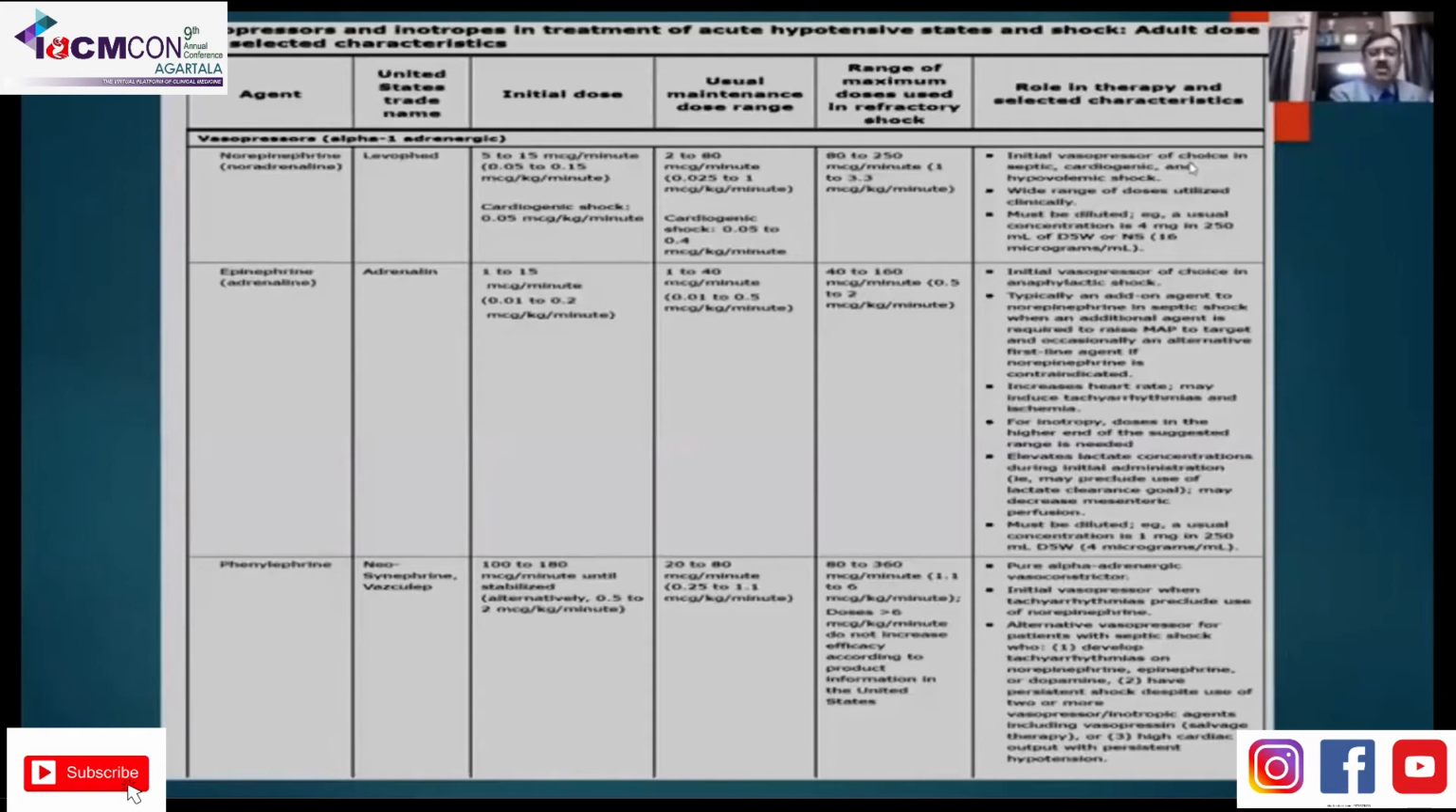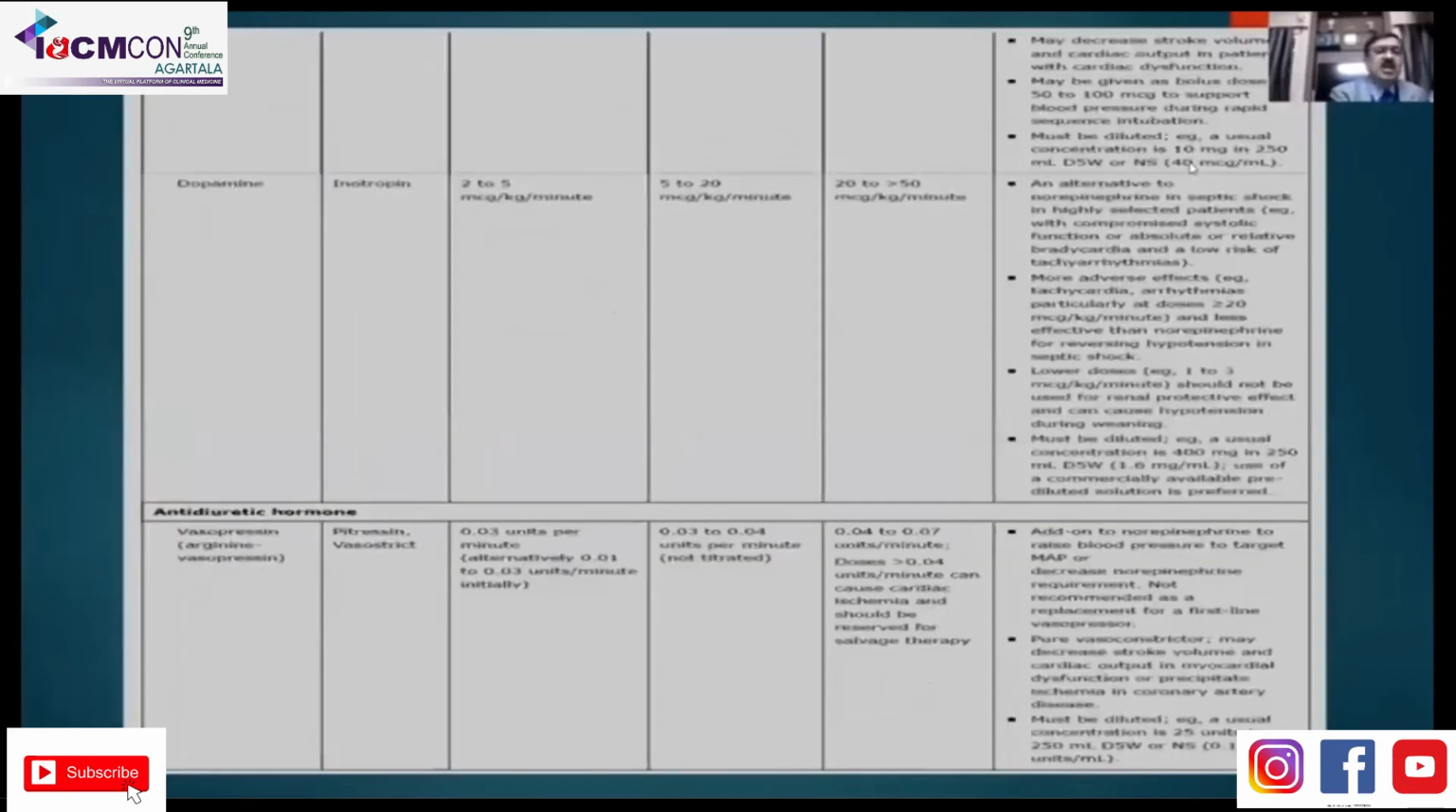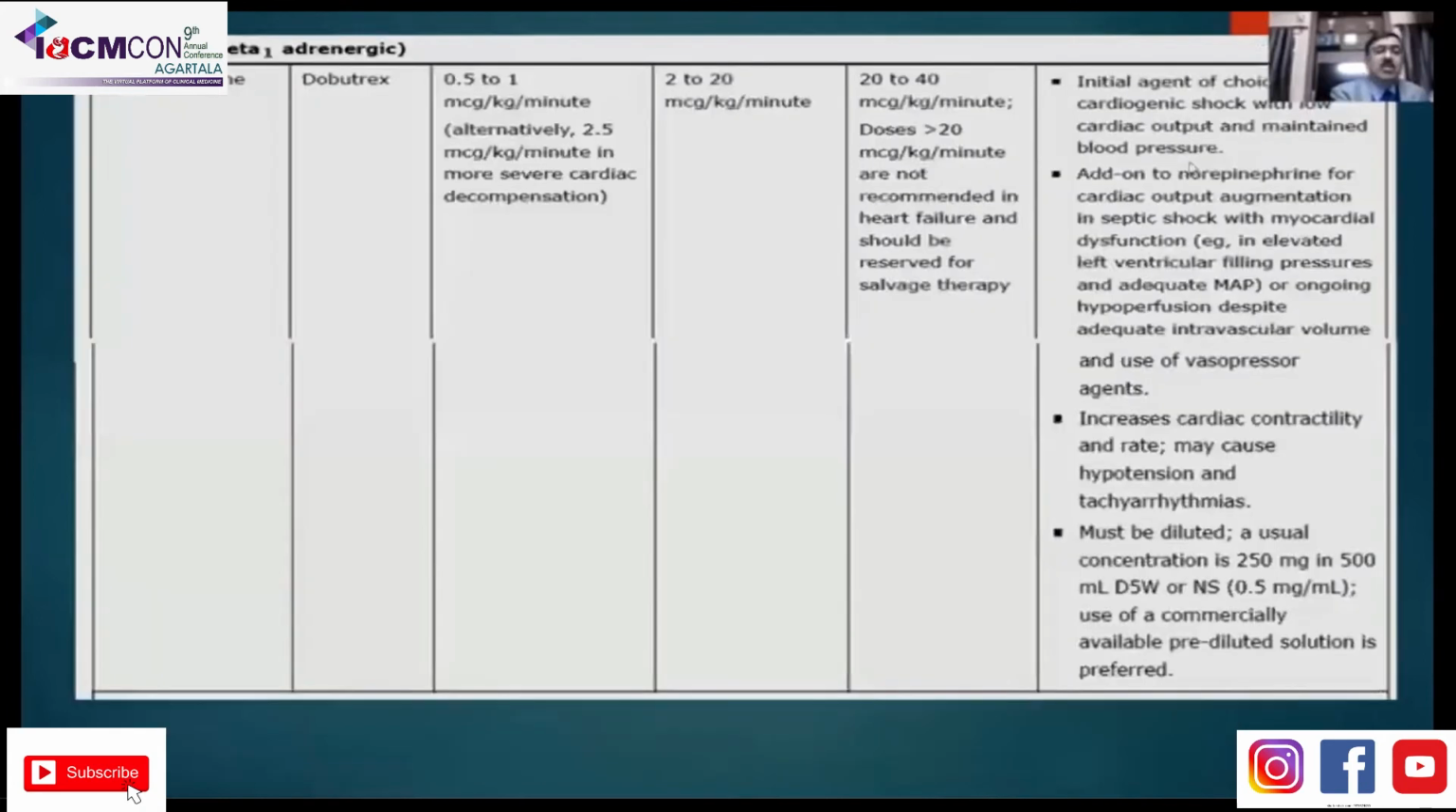Phenylephrine is not very commonly used, but it has the advantage of not causing arrhythmias, unlike other vasopressors. Dopamine is a good vasopressor drug, almost equal in efficacy to norepinephrine, but it can cause some arrhythmias. Vasopressin is a last resort in many patients where norepinephrine alone is not working, but in patients with myocardial dysfunction, it can reduce cardiac output.